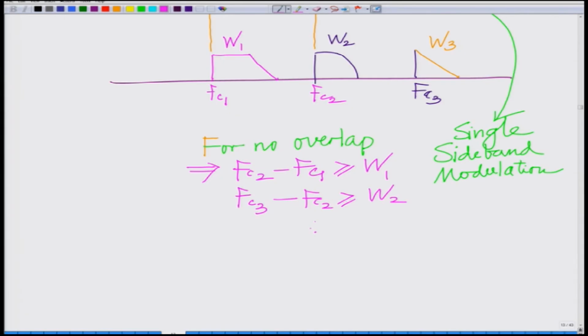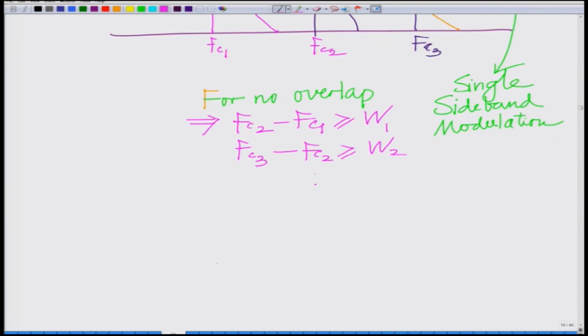So, basically the point is the difference between the carrier frequencies has to be only greater than the bandwidth, not the sum of the bandwidths. Therefore, you can space the carriers more closely, which means you are saving the total bandwidth. So, SSB is more efficient in that way in frequency division multiplexing. The total bandwidth required is much smaller.